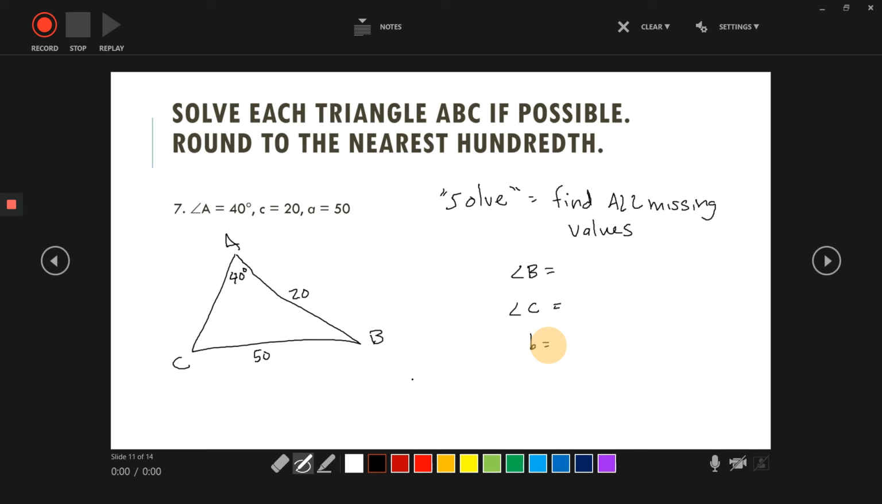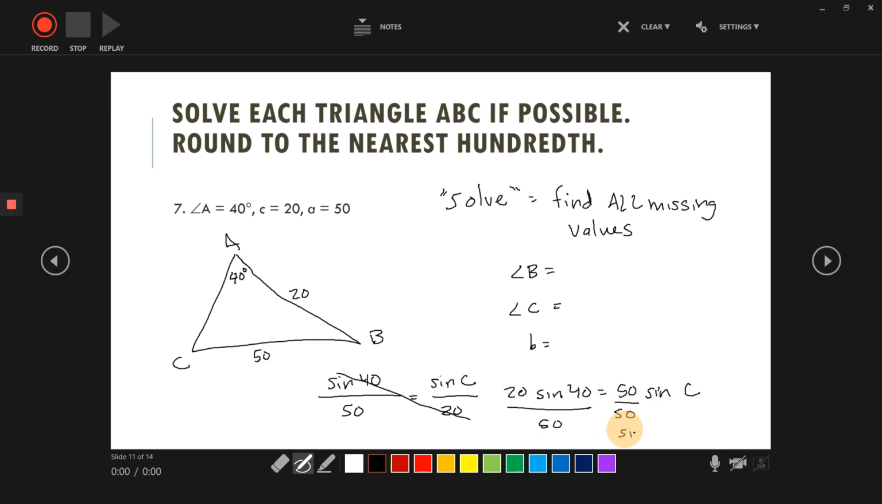Okay, so let's try this. So the first thing I'm going to look for is things across from each other. So I have 40 degrees across from 50. So sine of 40 degrees across from 50. Now what else have I got? I've got that 20, and that's across from angle C, which we don't know. So let's cross multiply. So 20 sine 40 equals 50 sine C. Divide off the 50, and then we'll have to do the sine inverse.